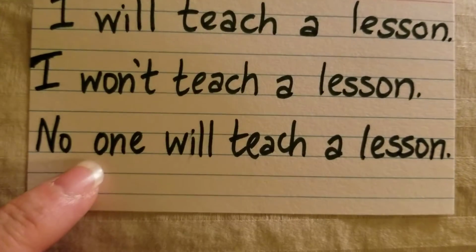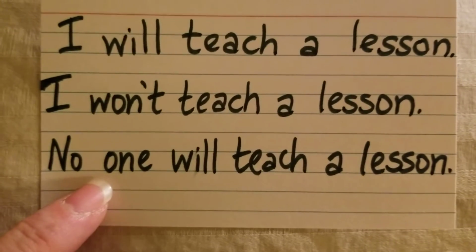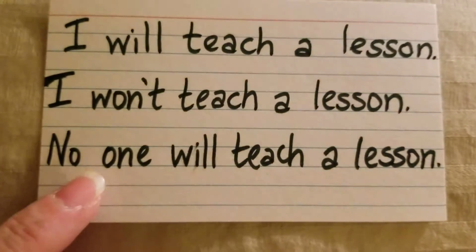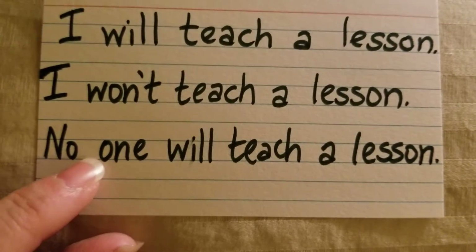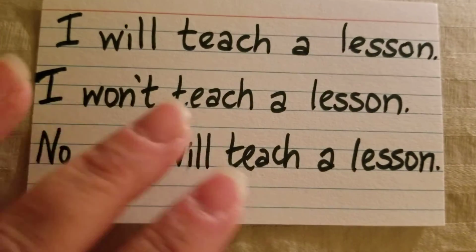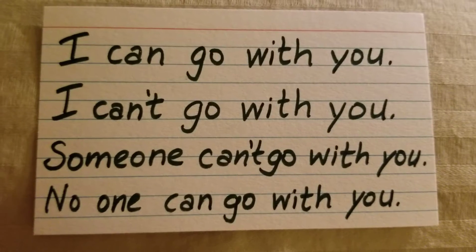Now, we might make it negative in the subject. No one will teach a lesson. So therefore, it could be in the verb part, it could be in the subject part, or it could be at the end of the sentence, and we'll have some explanations for that too. Here are some more examples.